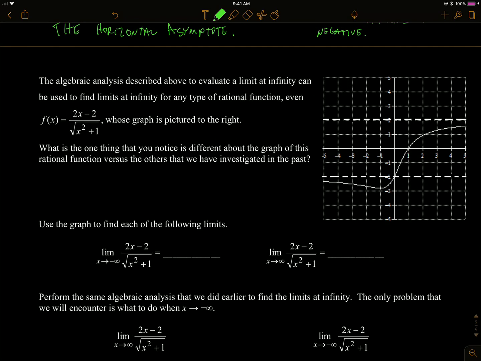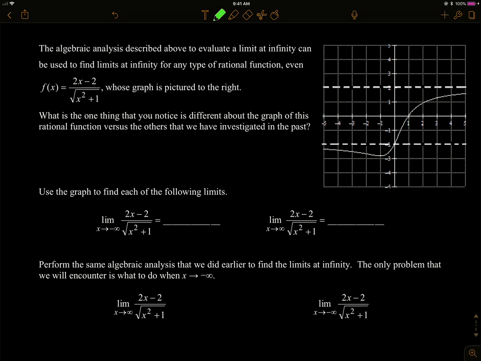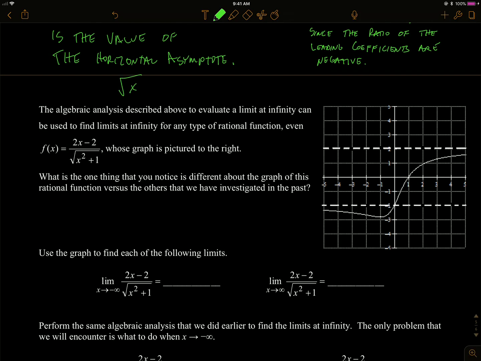So we may come across some functions where it's a little bit trickier, where we don't have just one horizontal asymptote. We may have 2 horizontal asymptotes. So here's a picture of a graph that has 2 horizontal asymptotes. And it's because when you square root x squared, the answer is not just simply x. It could be x or negative x, right?